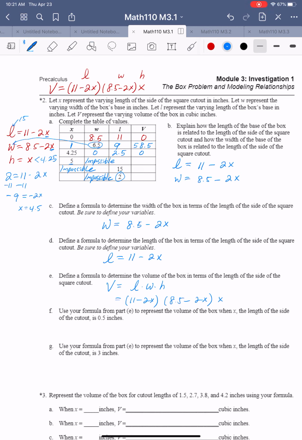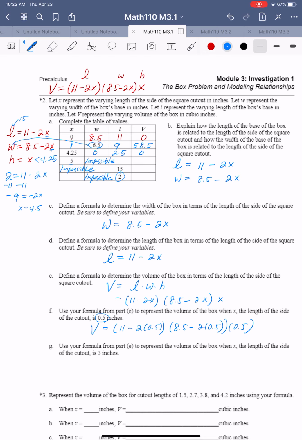Part F: use the formula from part E to represent the volume of the box when x, the length of the side of the cutout, is 0.5. So in order to find the volume with x as 0.5, I got 11 minus 2 times 0.5, times 8.5 minus 2 times 0.5, and then times 0.5. And then you'll see the volume.